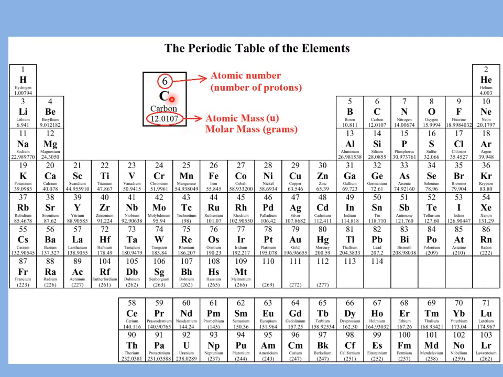So carbon has 6 protons. Therefore, the main type of carbon has 6 neutrons as well, and you can see 6 plus 6 is 12, and that of course is very close to this number down here. This atomic mass under here is also equal to the molar mass in grams, which is something that we're going to talk about on the next slide.